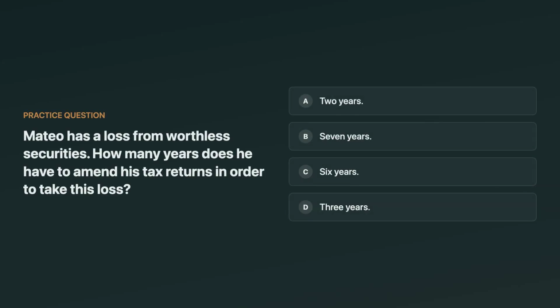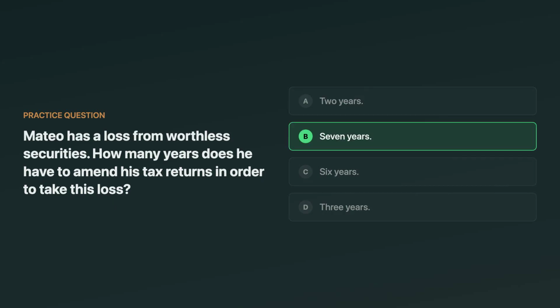Mateo has a loss from worthless securities. How many years does he have to amend his tax returns in order to take this loss? The choices include 2 years, 3 years, 6 years, or 7 years. Think about it. This is a special statute of limitations question.